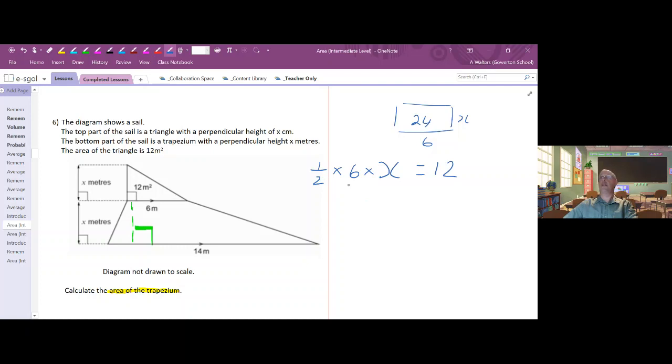Okay, so I'm going to multiply these out and drop this multiplication sign there. 3x is 12. 3 times what gives us 12? The value of x is 4 centimeters. So I'm going to put 4 centimeters there. Now, if you've got that, you then use 4 centimeters in this formula for the area of a trapezium. Okay, so if you want to try that, pause and then play. Otherwise, I'm going to press ahead and tell you how to work out the area of the trapezium.